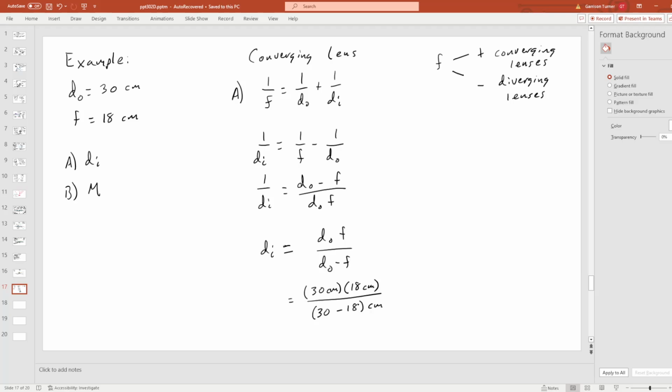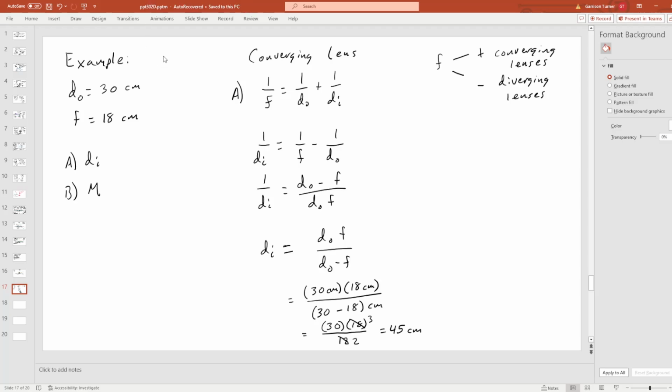And notice that my units are going to be centimeters. And so this is 30 times 18, and let's see if we can be clever here, divided by 12. So 12 divided by 6 is 2. And 18 divided by 6 is 3. 30 divided by 2 is 15. 15 times 3 is 45. And that checks out, right? So our image in this case is going to be further than the focal point.